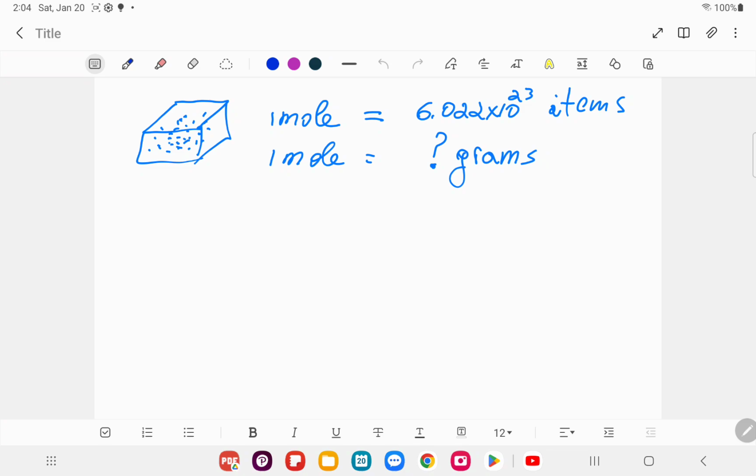Okay, but still the mole will always contain this many items. But according to which items we are talking about, the grams are different. Now if you take your periodic table and you see the square, for example hydrogen, the number that you read here on the bottom is the grams of the hydrogen.